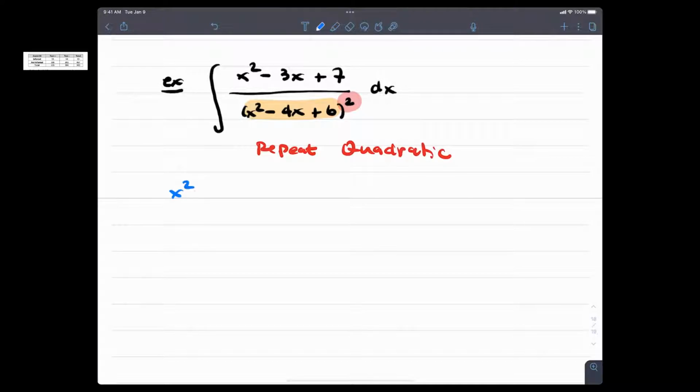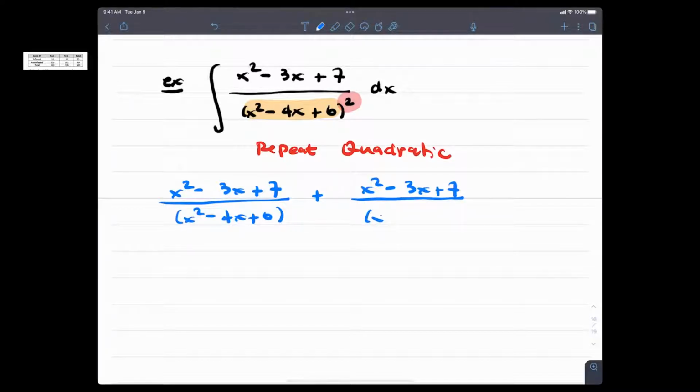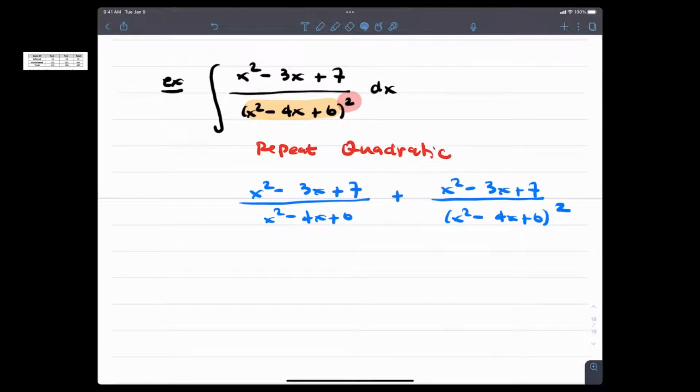So if it's a repeat quadratic, you go, okay, I've got x squared minus 3x plus 7, everything over x squared minus 4x plus 6, plus x squared minus 3x plus 7 over x squared minus 4x plus 6, and this is raised to the what? Second power. And I guess we don't have to put parentheses here. Let me say this is the function r of x.